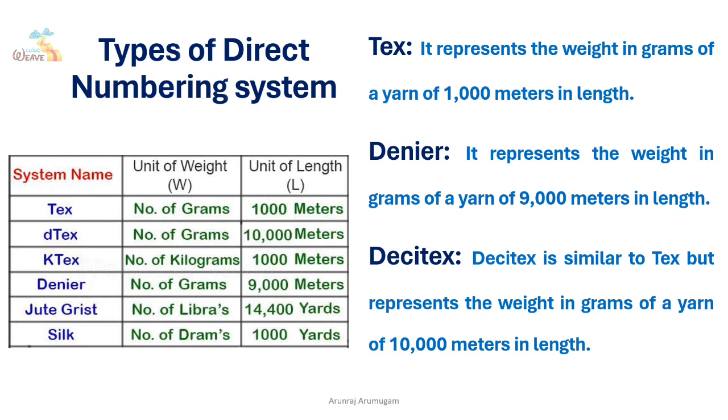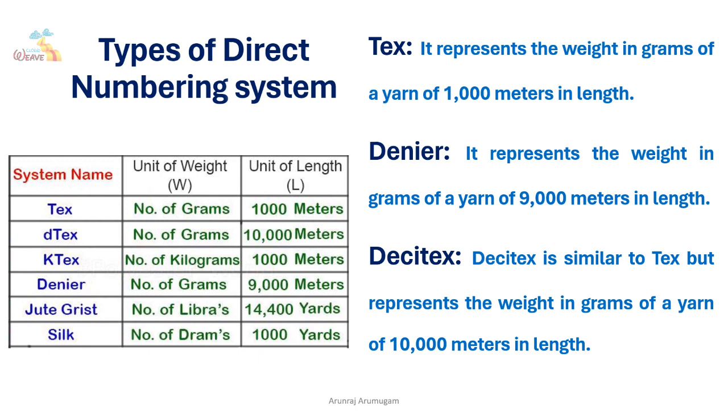Now, let's break down each type of direct measurement. Tex is the most widely used unit in the direct system. It represents the weight in grams of a yarn of 1,000 meters in length. So, if a yarn has a tex count of 50, it means that 1,000 meters of that yarn weighs 50 grams.